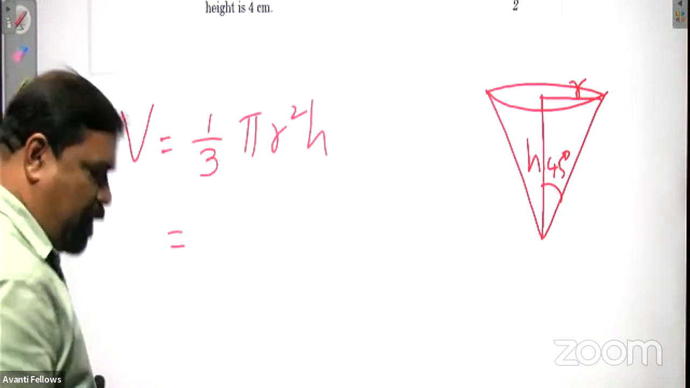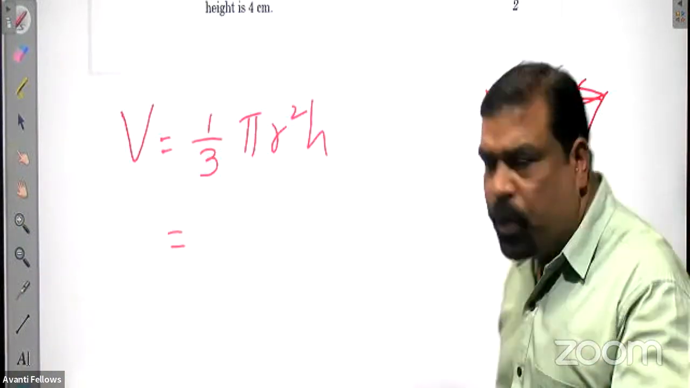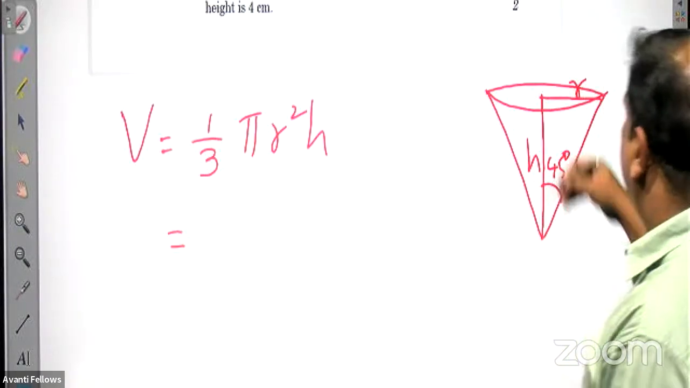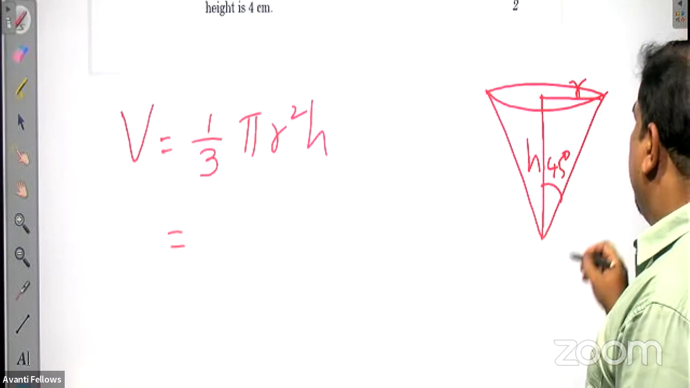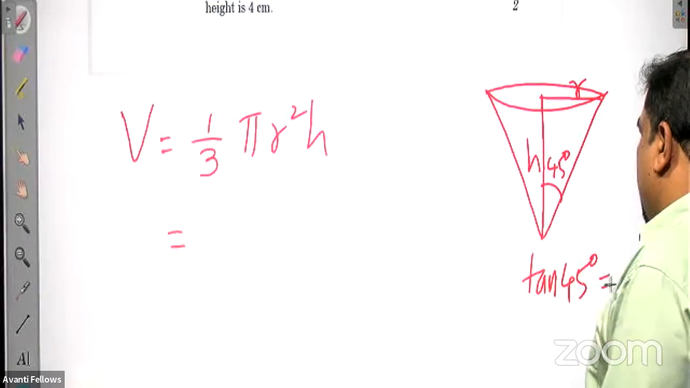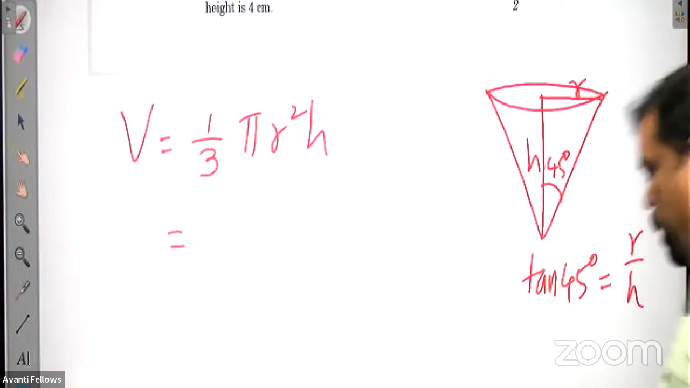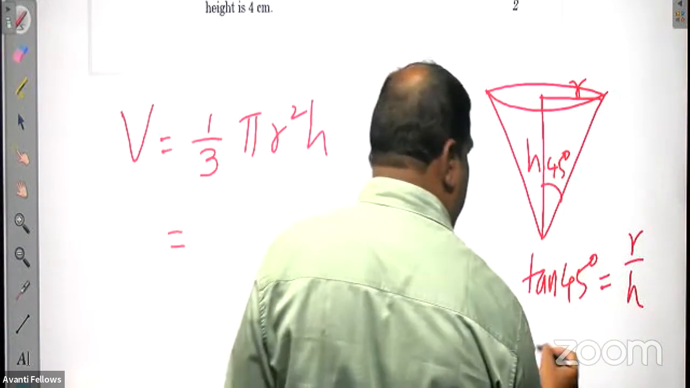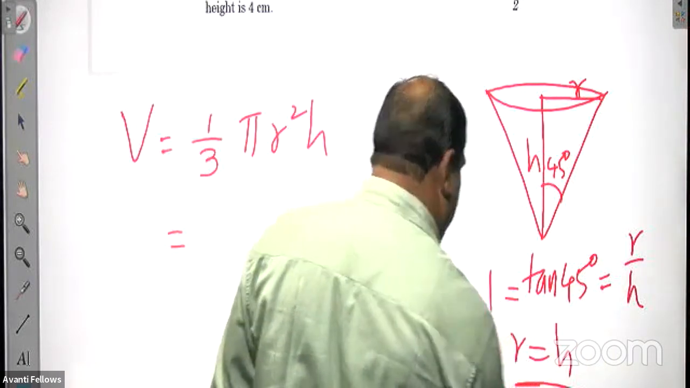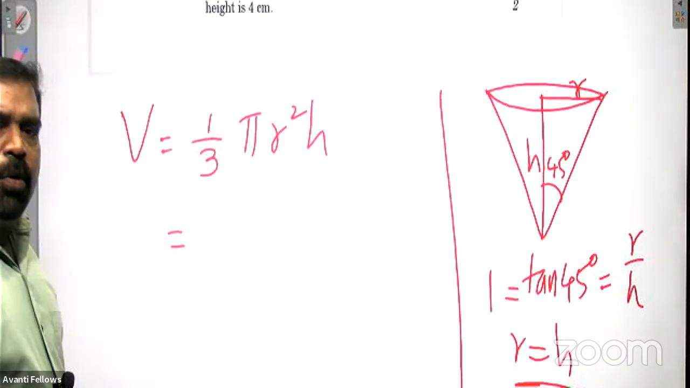We have to express this volume in terms of the radius only. But you can see one h is also there. So for that, we have to apply some trigonometry here. If I apply in this figure tan 45 degree, tan 45 degree is equal to r by h. That means 1 is equal to r by h. Tan 45 means 1. That means ultimately you will get r equal to h. So h equal r or r equal h.